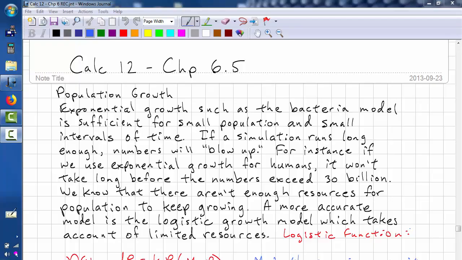Hi, this is Calculus 12, Chapter 6.5. We're going to be looking at population growth. We're going to compare the exponential model to another model and see how they perform.